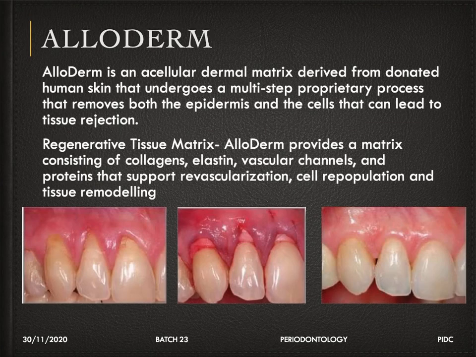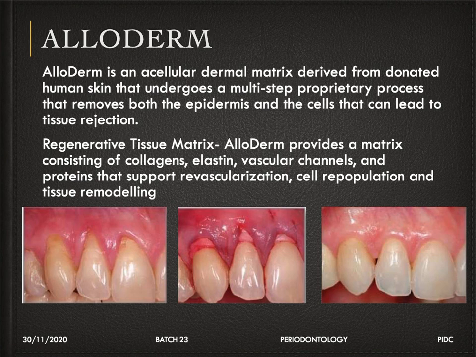So the next material is AlloDerm. It is basically a soft tissue replacement graft material. AlloDerm is an acellular dermal matrix derived from donated human skin that undergoes a multiple-step process which removes both the epidermis and the cells that can lead to rejection. Basically, this is a regenerative tissue matrix, a dermal matrix with all the cells removed, only the collagen matrix remaining, and it has been packed.